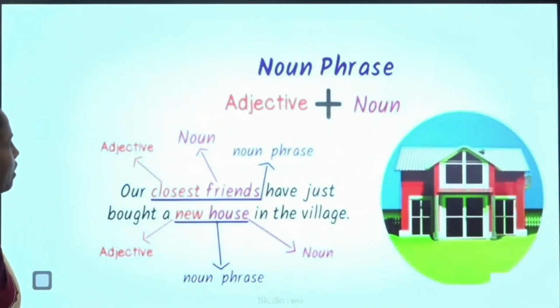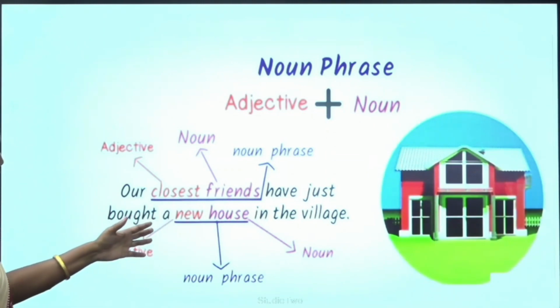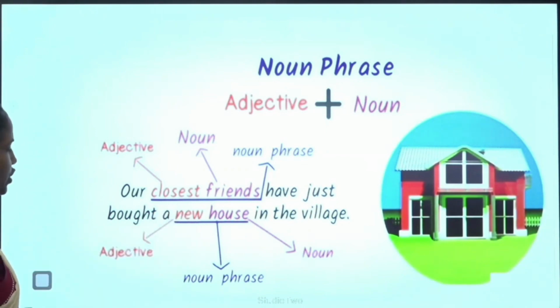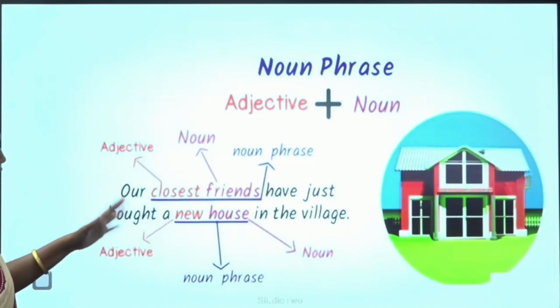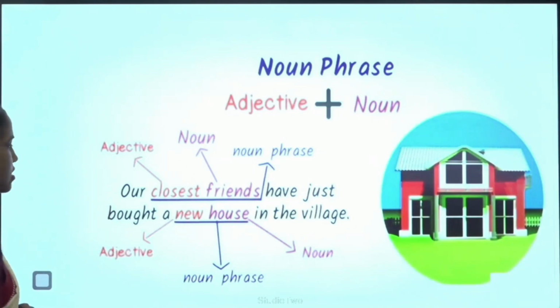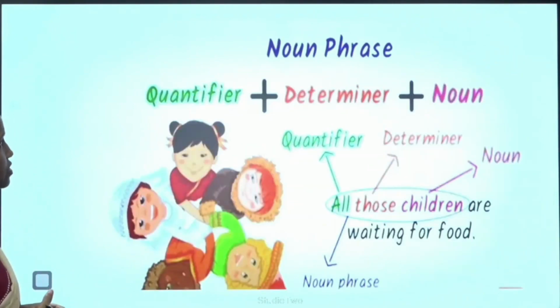Next you see, adjective plus noun. Here is the example. Our closest friends have just bought a new house in the village. Closest is the adjective, friends is the noun, so this is a noun phrase. A new house is also a noun phrase: new is the adjective, house is the noun. So here we get two noun phrases in a single sentence.